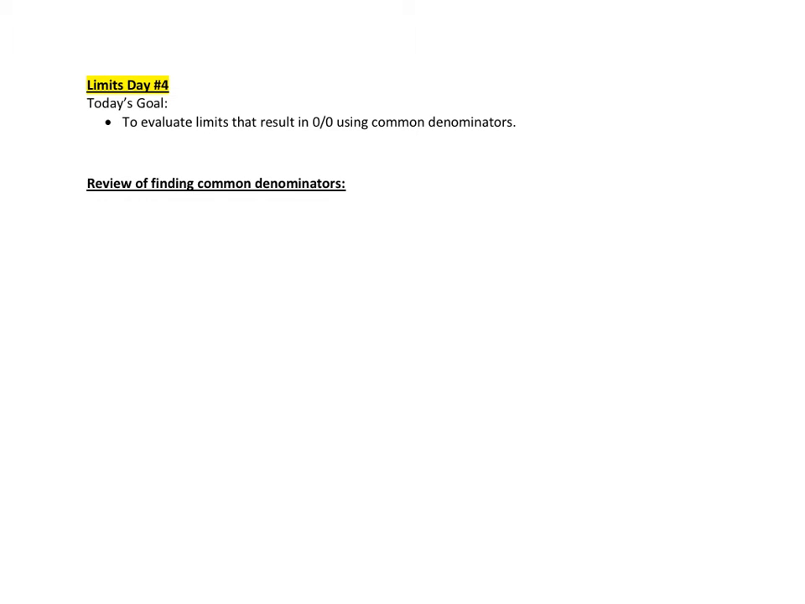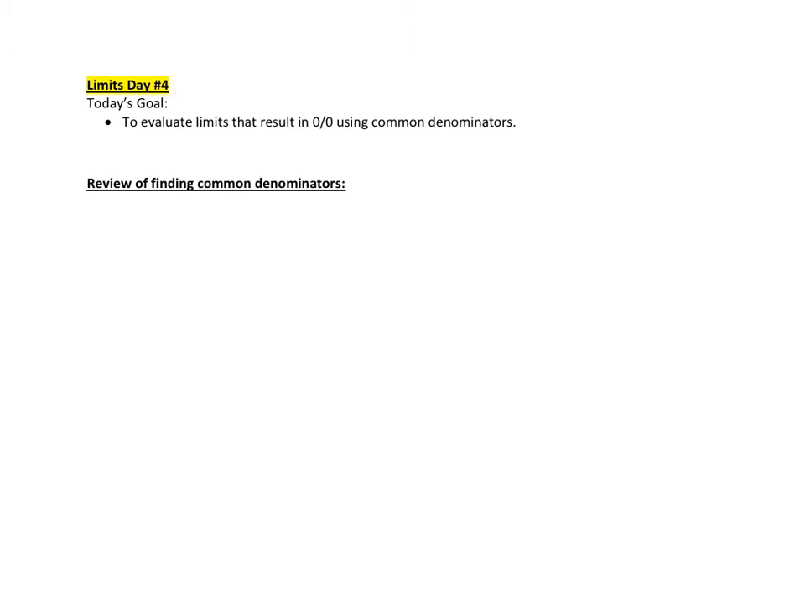Hi everyone, in today's lesson we're going to talk about limits day 4. Our goal for today will be to evaluate a limit that results in 0 over 0, or a hole, and we'll now use common denominators to dig ourselves out of that hole. So before we can do that, I want to just review how to find a common denominator.